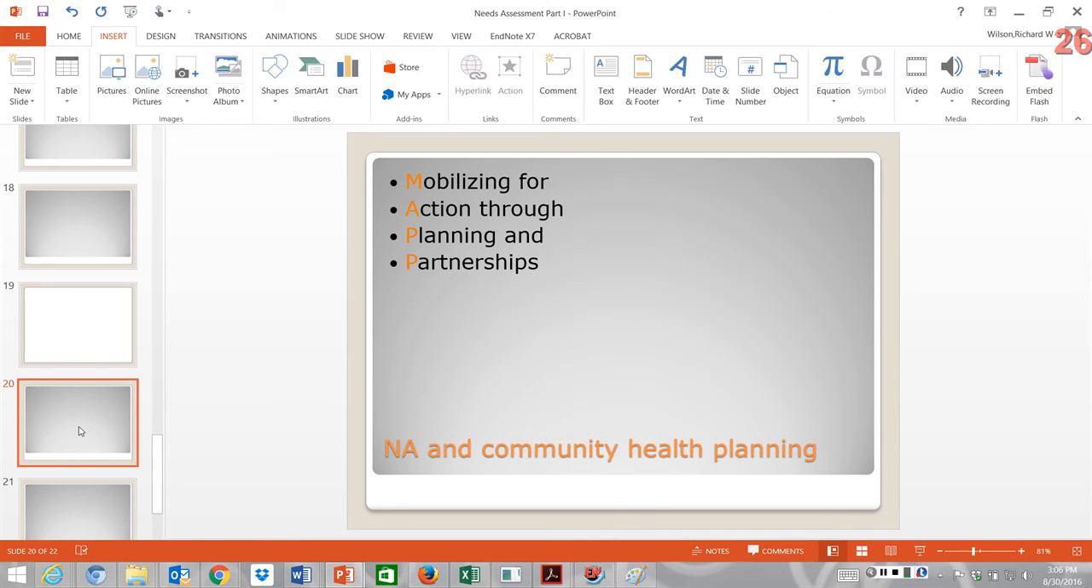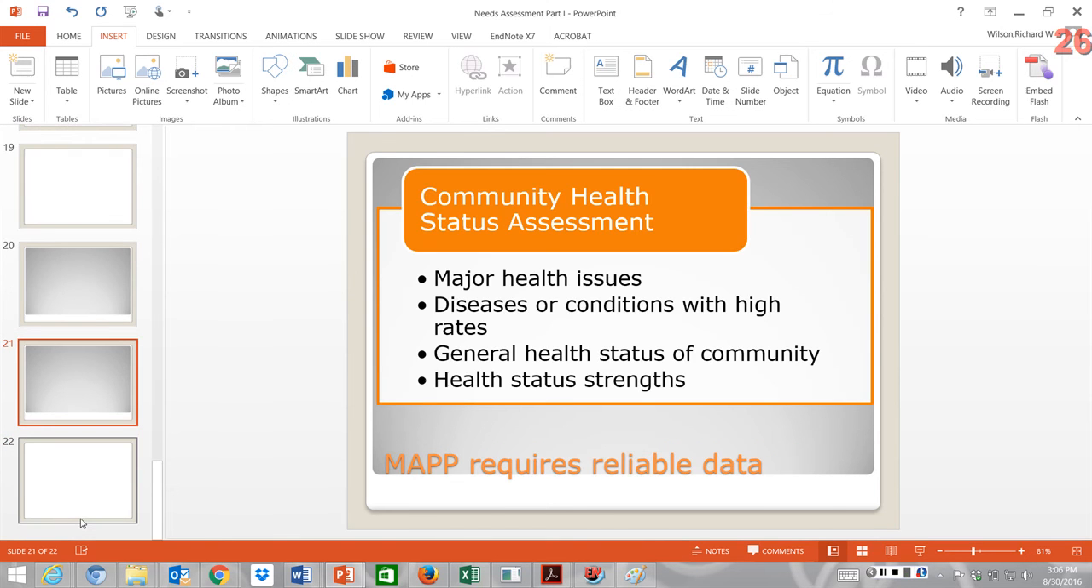MAP incorporates a needs assessment, but it is more and bigger than that. This webinar is primarily talking about needs assessment, but if you've been through the MAP process, you have also been through a needs assessment process. And in fact, within the MAP design, there is a whole section called Community Health Status Assessment, and it is a needs assessment process in much the same way we've been talking up to now.